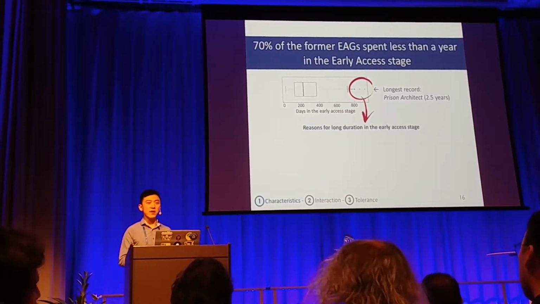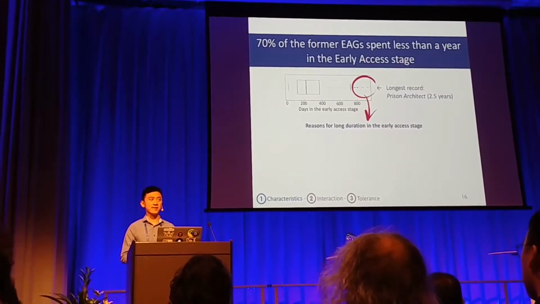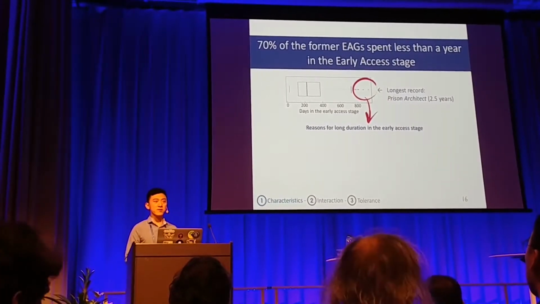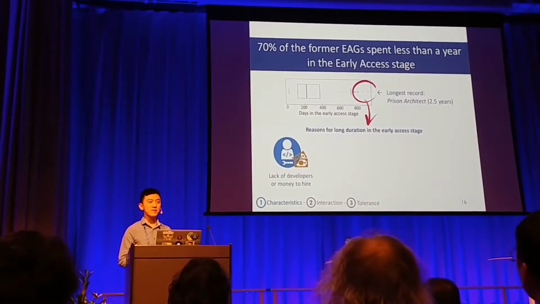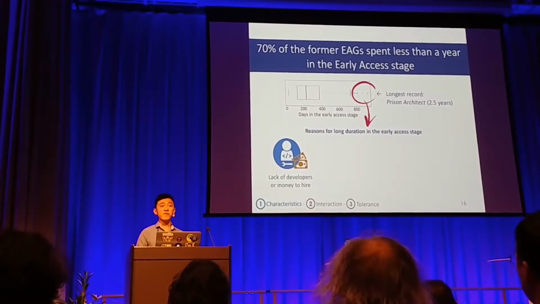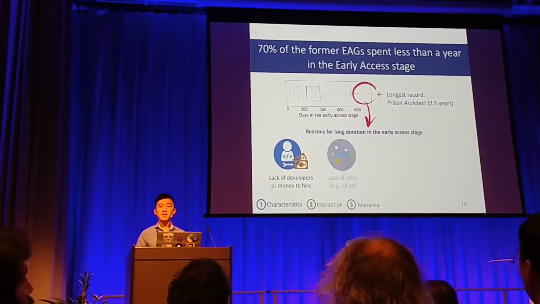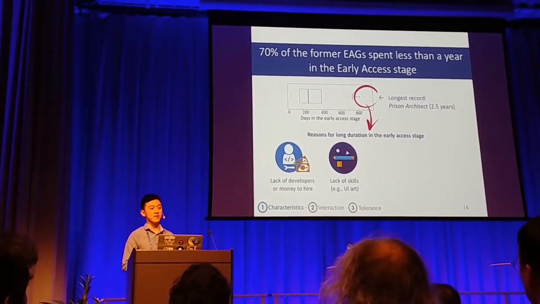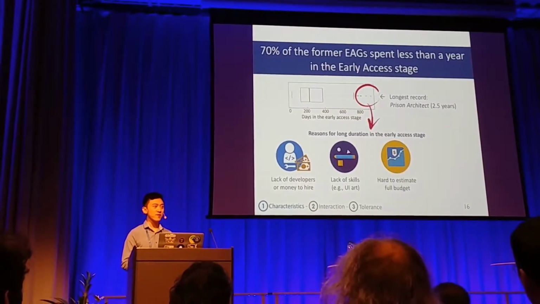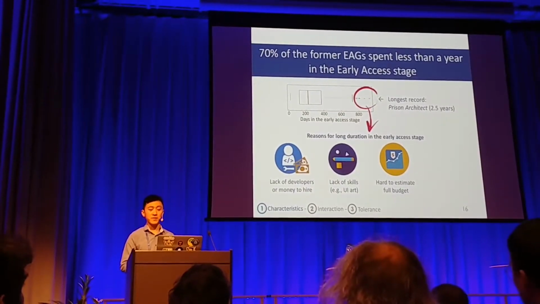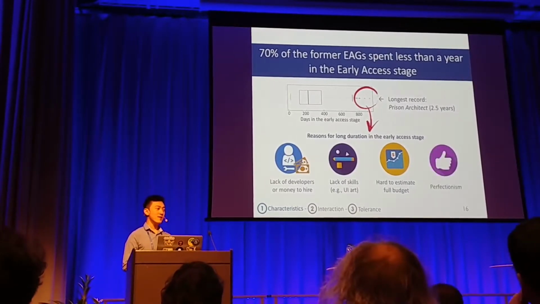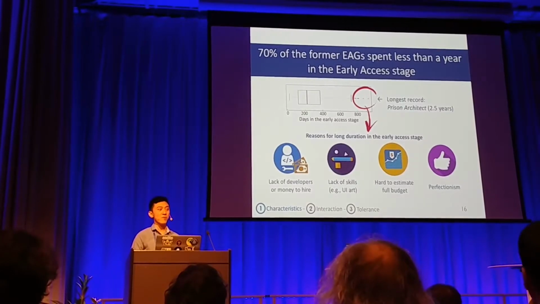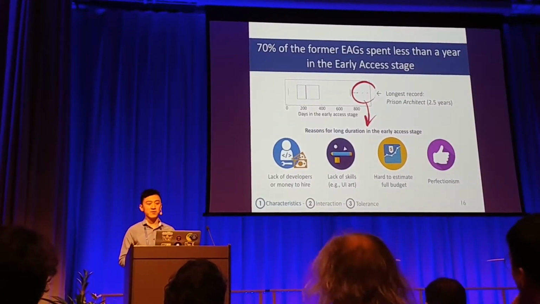And we further look into the games that spent a very long time in the early access stage to understand why they are spending that long. And we conclude the following reasons. The first one is the lack of developers or lack of money to hire more developers. The second one is lack of necessary skills to develop a game, such as UI art. The third one is the difficulty of estimating the full budget of developing the game. And lastly, we also see cases where developers are simply perfectionists and want to polish the game till it's perfect before it's released.